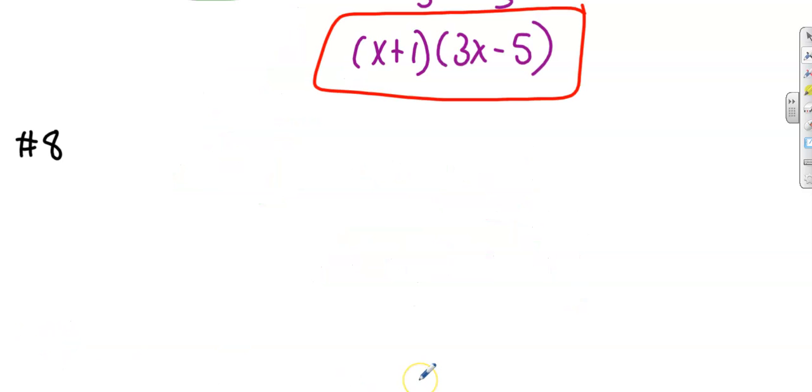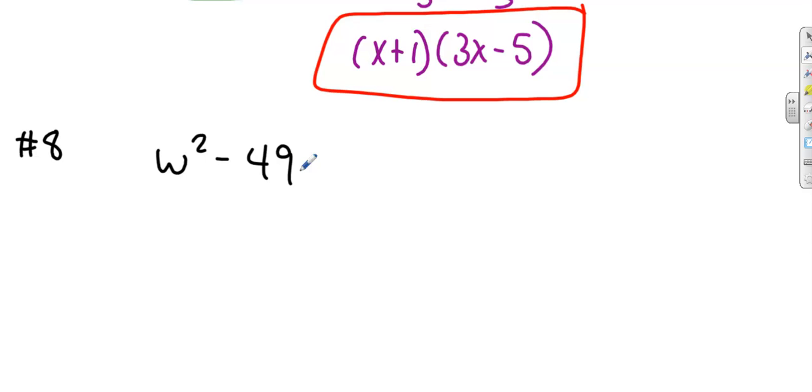Okay, question number 8. Same thing. Still just says factor for the direction, so there's nothing else other than just factor. So you get w squared minus 49. All right, if you go back to the factoring sheet, it's only 2 terms. There's not a greatest common factor, so there's nothing you can factor out on this one.